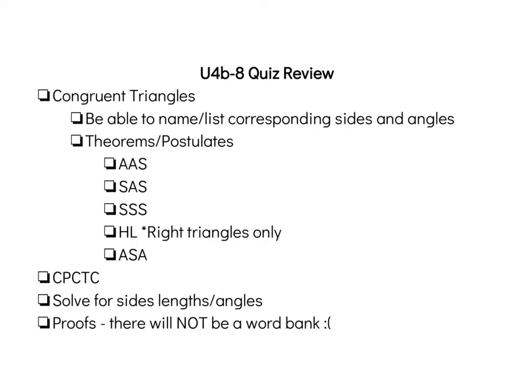So this is a list of what's going to be on the quiz tomorrow. There are 5 ways to prove triangles congruent: angle, angle, side; side, angle, side; side, side, side; hypotenuse, leg for right triangles only; and angle, side, angle. So you need to know these theorems and postulates and be able to list corresponding sides and angles of congruent triangles. That's the CPCTC. And this is what the proofs are going to be on. You need to solve for the missing side lengths or angles of 2 congruent triangles, and there are 2 proofs. You'll be given the statements, but there will not be a word bank for the givens.